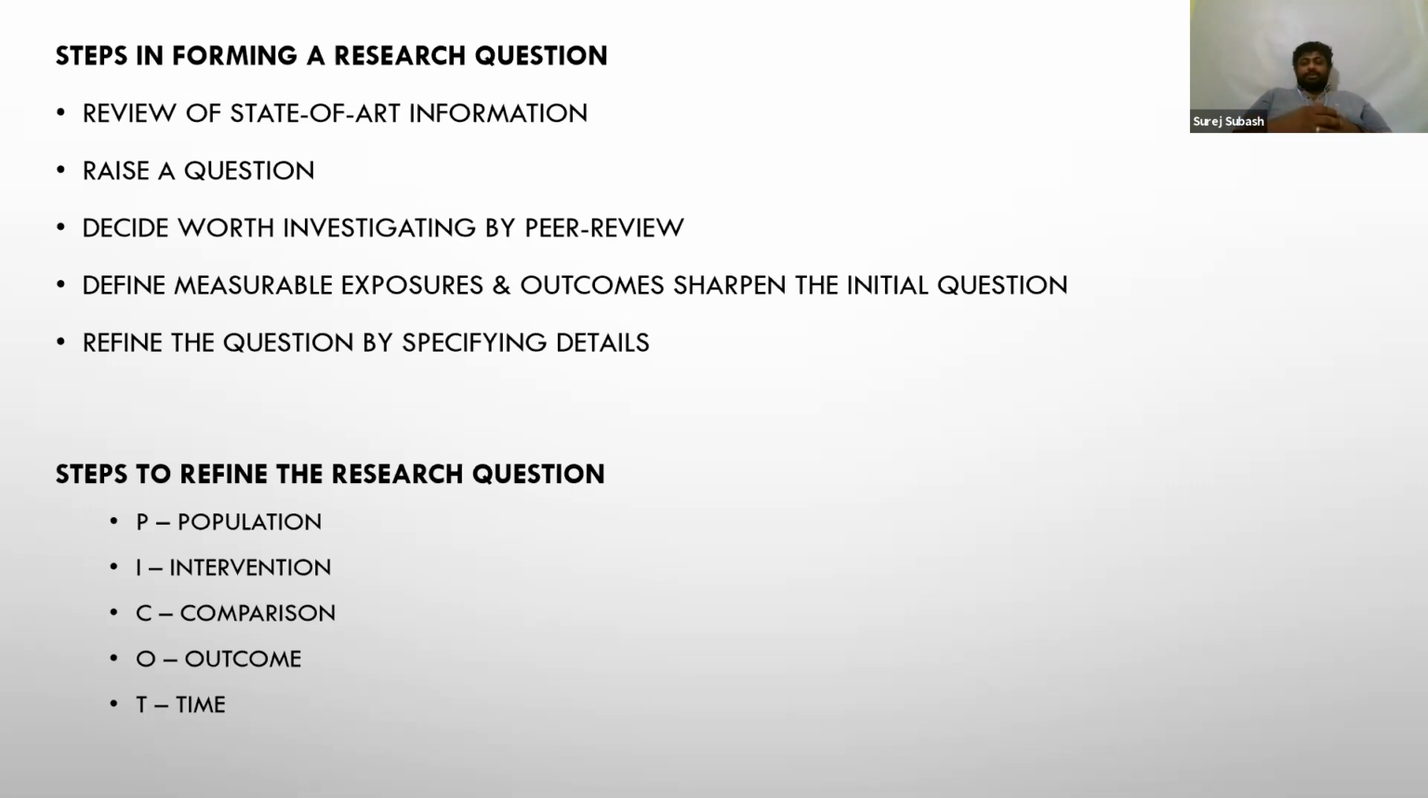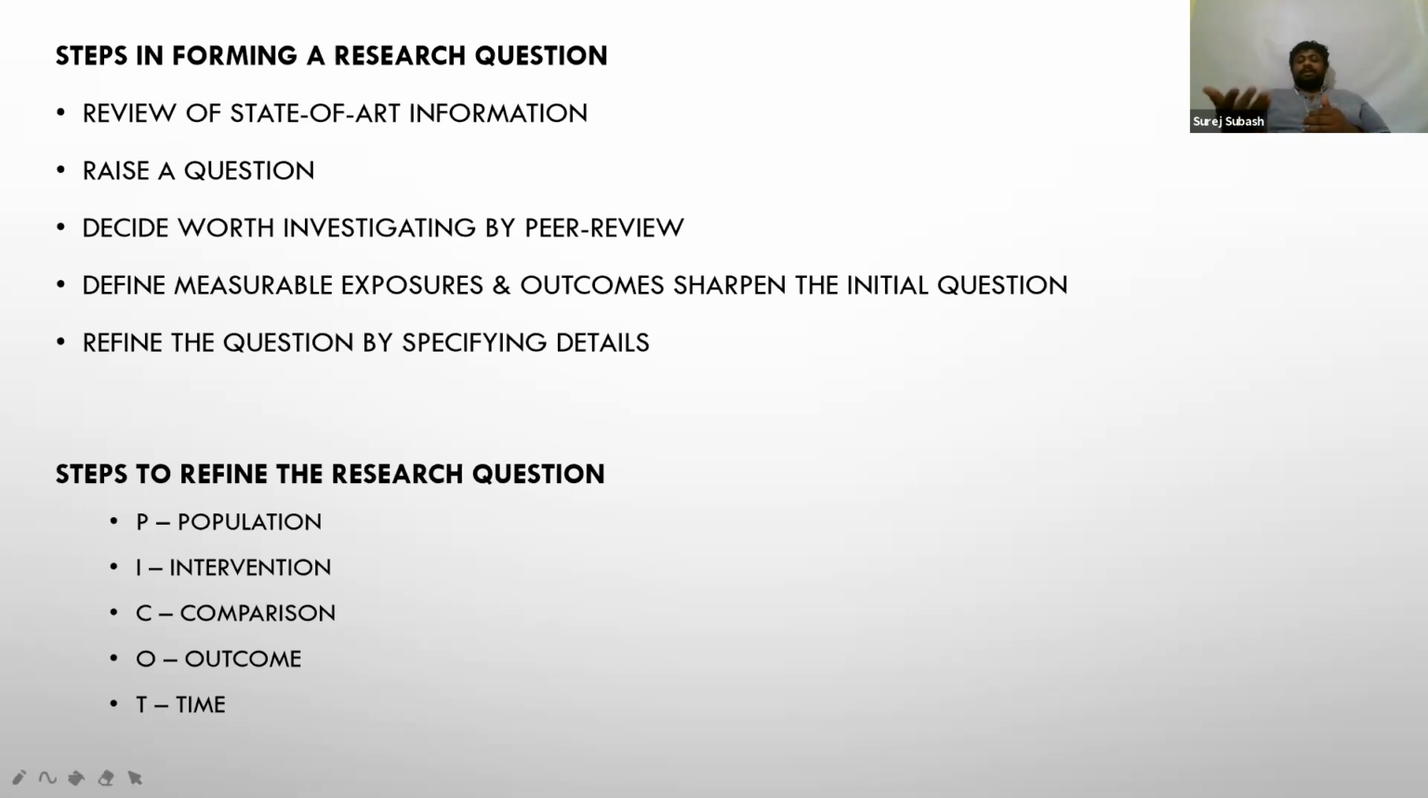Next thing is you raise a question. Raising a question is, okay, can exercise help control the blood sugar level? But here the problem is that it is quite vague. So you need to clearly define what exercise is, and how much blood sugar level, everything. And then the third step is to decide whether it is worth investigating by a peer review. Peer review is persons who are in the same field.